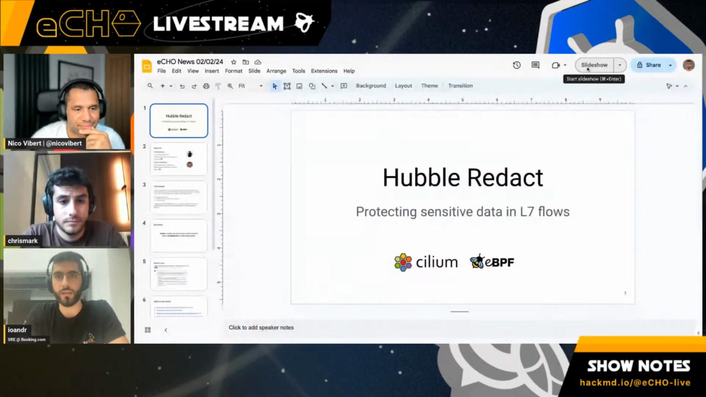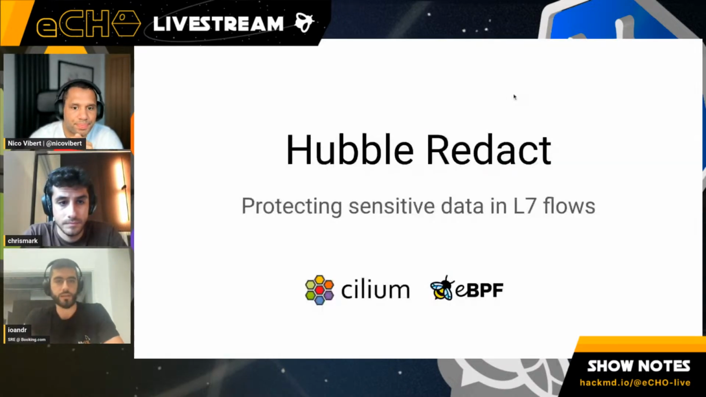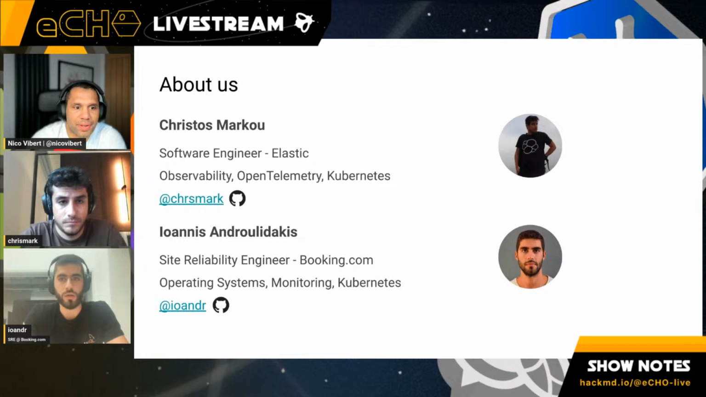Both me and Christos worked on it together. So let me present my screen and briefly talk about what we worked on and why it is important. So, as you already mentioned, you can see my screen, right? Yes. Okay, great. So the feature is named Hubble Redact. We did an extension to Hubble, and this feature is about protecting sensitive data when Hubble monitors layer 7 flows. So let's briefly introduce ourselves. Let me pass it to Chris so he can present himself.